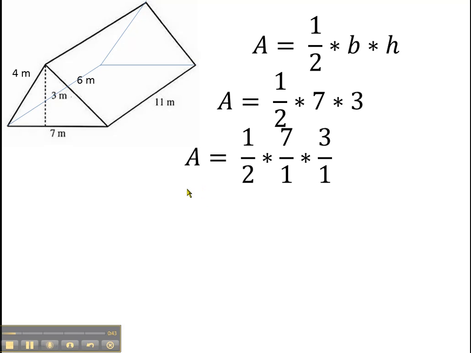Just here's a quick review of multiplying fractions. If we're going to do that, we do not need a common denominator. We can actually just multiply straight across, but we have to put the 7 and 3, the whole numbers, over 1. So multiplying straight across, 1 times 7 times 3 gives me 21. 2 times 1 times 1 gives me 2, and then I divide from that point. I can leave it as a mixed number as 10 and a half, but I'm going to go back to the decimals now. So the front has an area of 10.5 square meters.